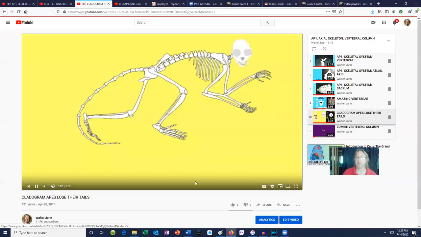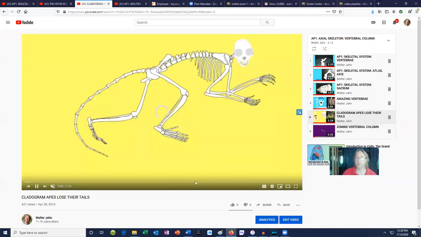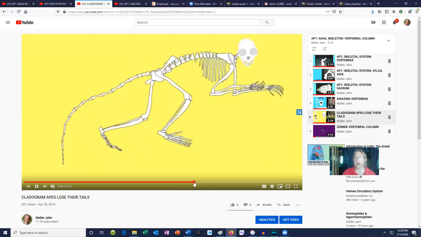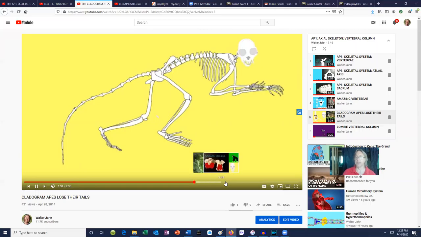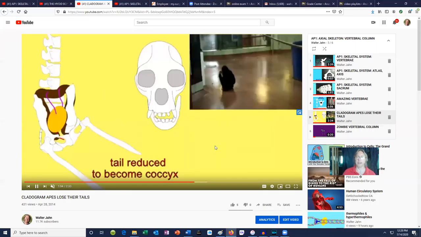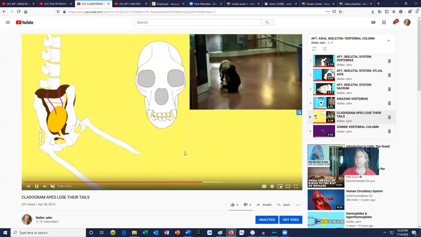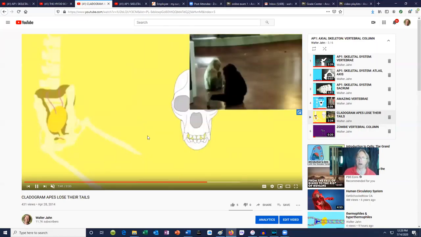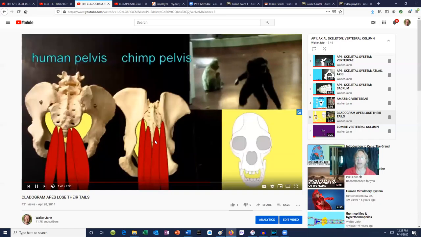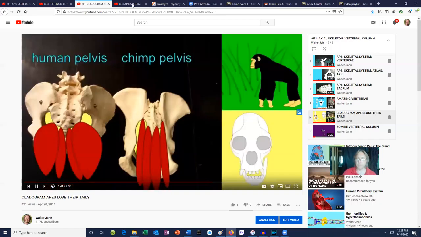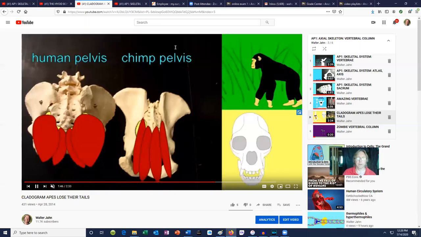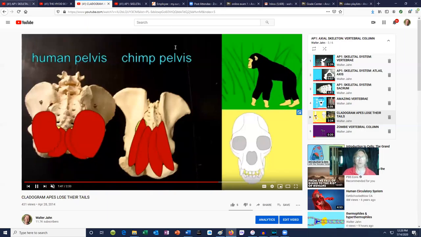So for example, the reason that the apes lost the long tail present in more primitive primates is so that they could now walk upright. And so here's a gibbon walking upright, because the muscles which used to move the tail are now forming a sling, which helps to support those organs. And so certainly we could go through the importance of the function.